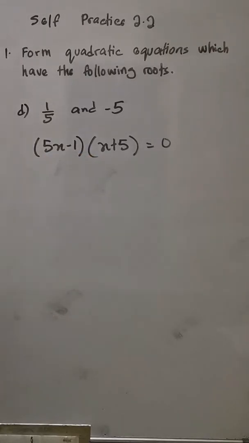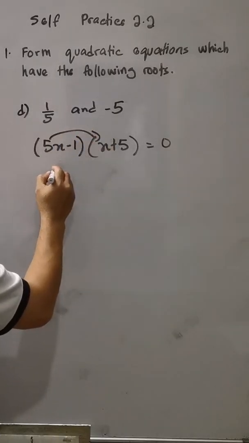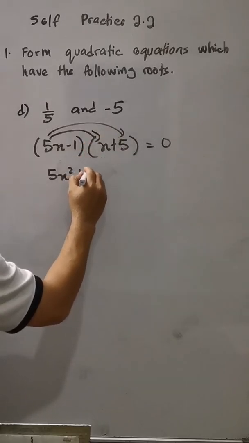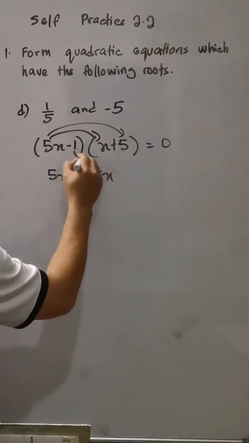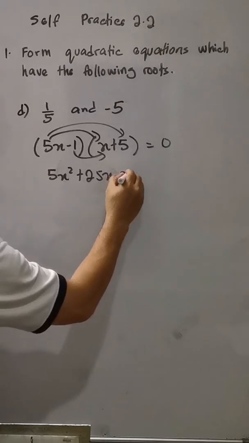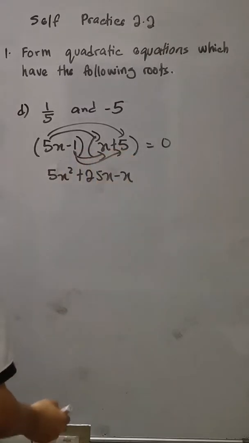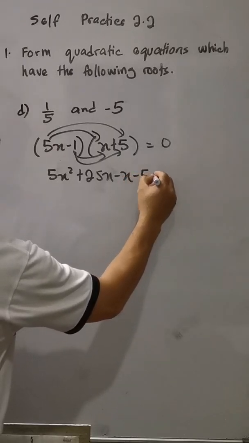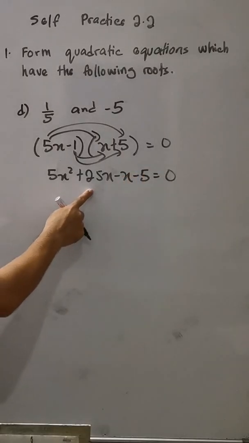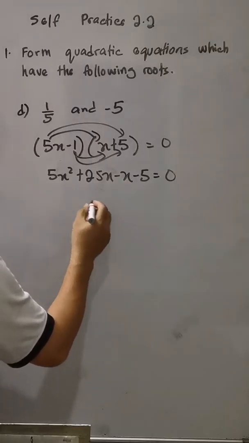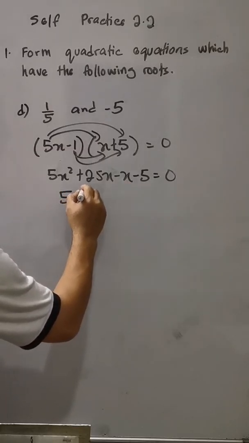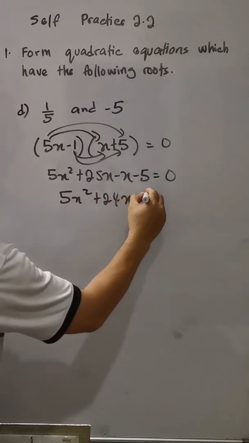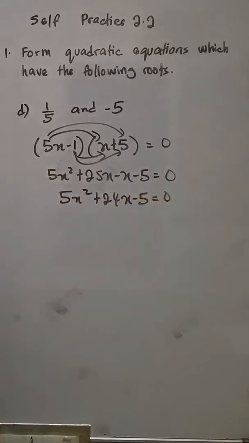Now we multiply 5x times x. So 5x squared. 5x times 5, 25x. Negative 1 times x will be negative x. And negative 1 times 5 will be negative 5 equals 0. 25 minus 1 will be 24. So the equation will be 5x squared plus 24x minus 5 equals 0.